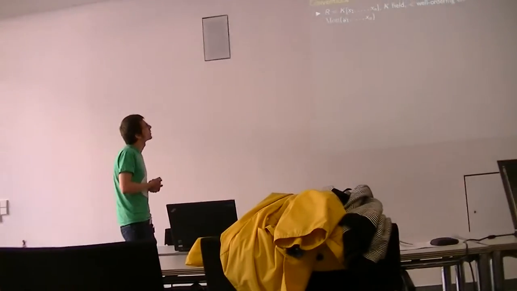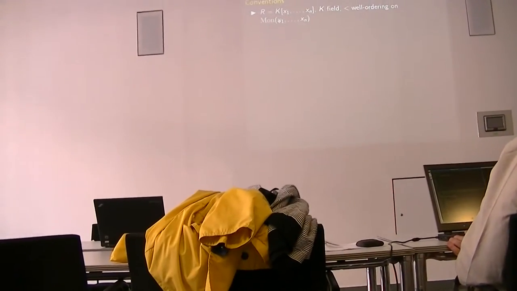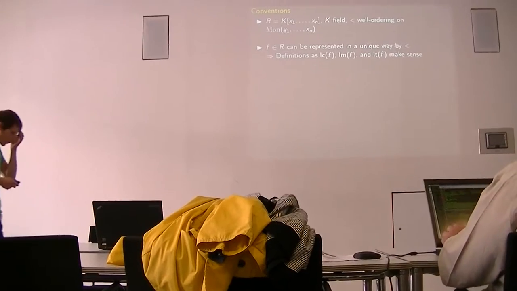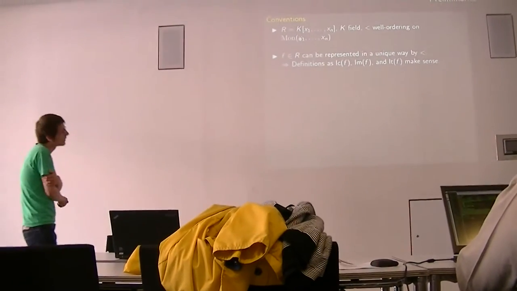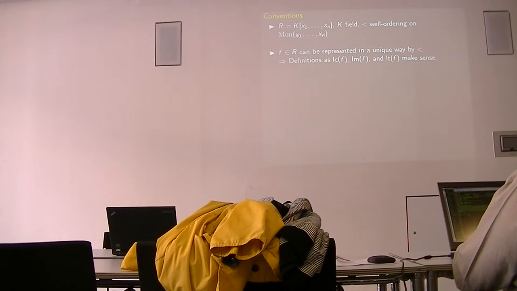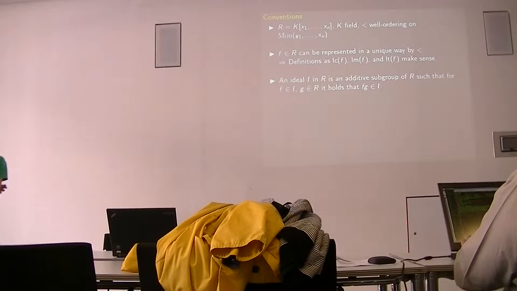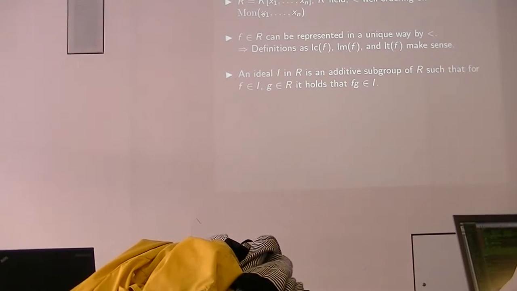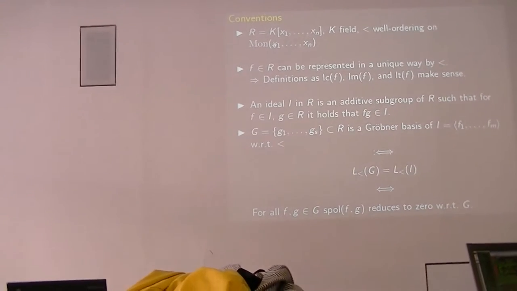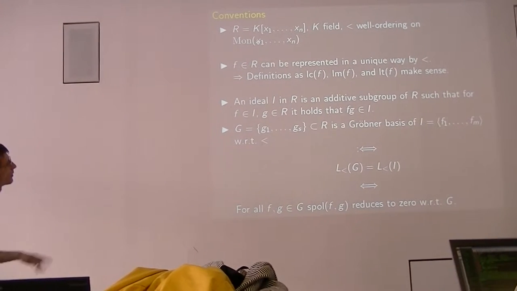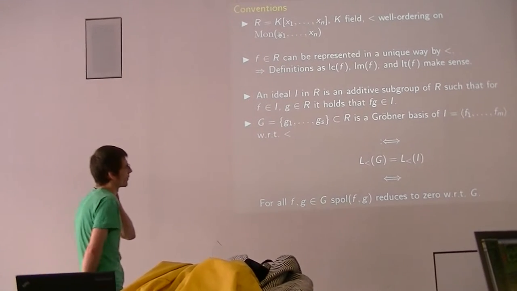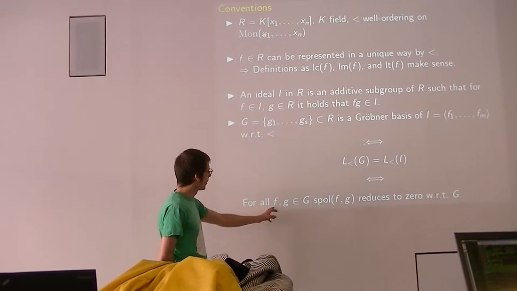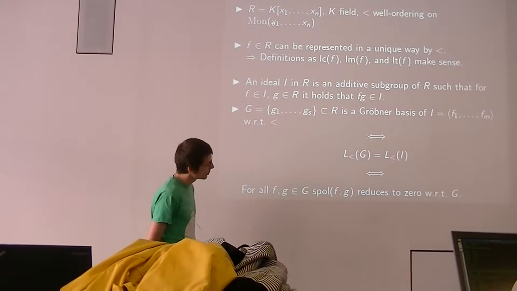So some preliminaries: we are working on a polynomial ring over a field, with a well ordering, let's say, on the monomials. So f can be uniquely represented, there's a leading coefficient, leading monomial, and leading term. A leading term means leading coefficient and leading monomial. An ideal I in R is an additive subgroup where the multiplication with elements from R is closed. And of course, a Gröbner basis is a finite set G of elements in I. This is a Gröbner basis of I if the leading ideals are the same with respect to the ordering, or by Buchberger's criterion, if for all pairs f and g out of G, the S-polynomial reduces to zero.